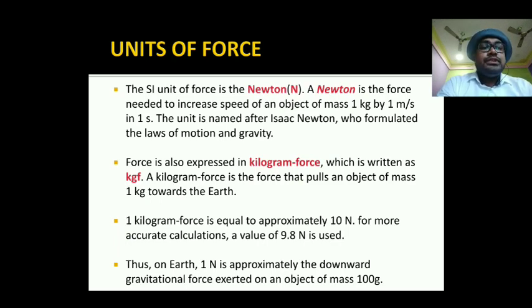Force is also expressed in kilogram force, which is written as kgf. A kilogram force is the force that pulls an object of mass 1 kg towards the earth. A kilogram force is equal to approximately 10 Newton. For more accurate calculations, a value of 9.8 Newton is used. Thus, on Earth, 1 Newton is approximately the downward gravitational force exerted on an object of mass 100 gram.